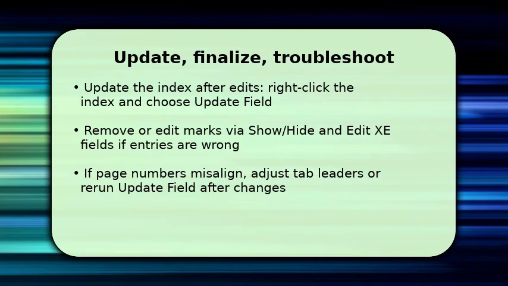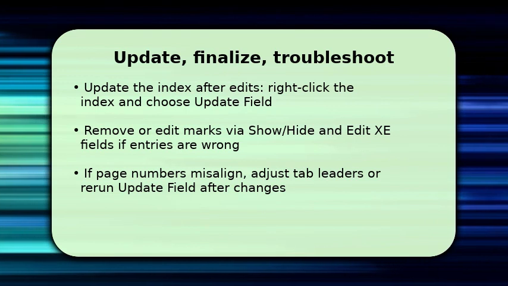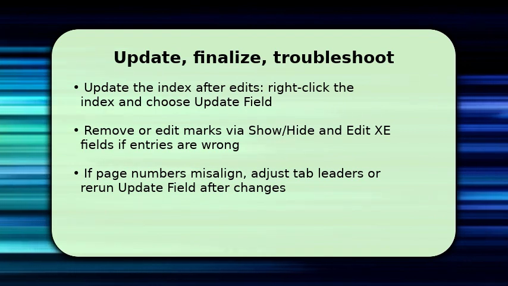Finally, update and finalize the index and know how to fix common issues. After making content edits, right-click the index and choose Update field so page numbers and entries refresh. If an entry is incorrect, reveal hidden XE fields with show/hide and edit, or delete the specific XE field. This changes what Word pulls into the index.